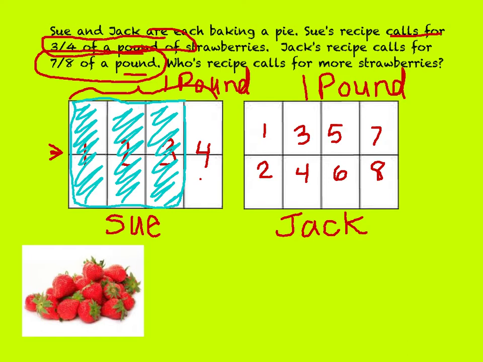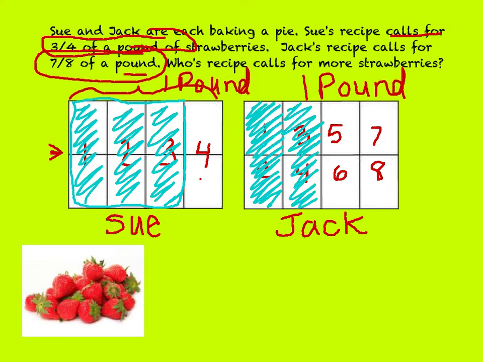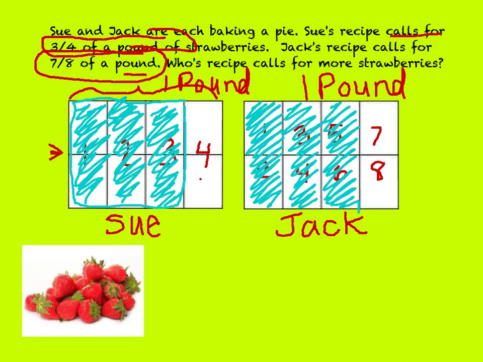Now, Jack, on the other hand, he needs 7/8 of a pound. So let's go ahead and shade in Jack. So there's 1/8, 2/8, 3/8, 4/8, 5/8, 6/8. I'm going to stop right there. What do you notice? Yes, the 2 sides are shaded the same amount. Even though I didn't use as many lines, they're still the same. Okay. But he needs 7/8. So I have to color that one in.